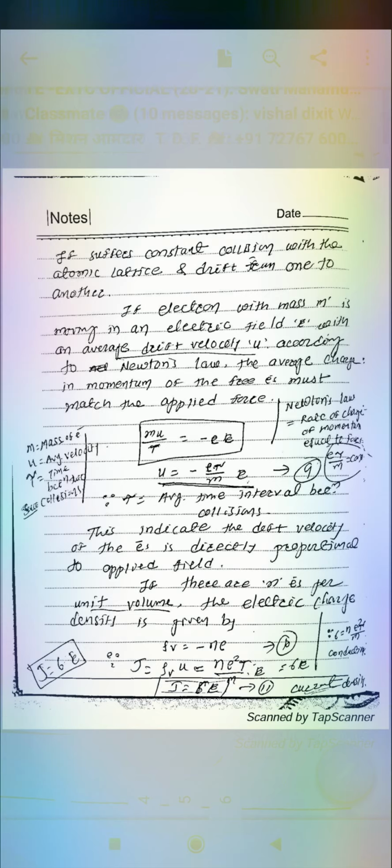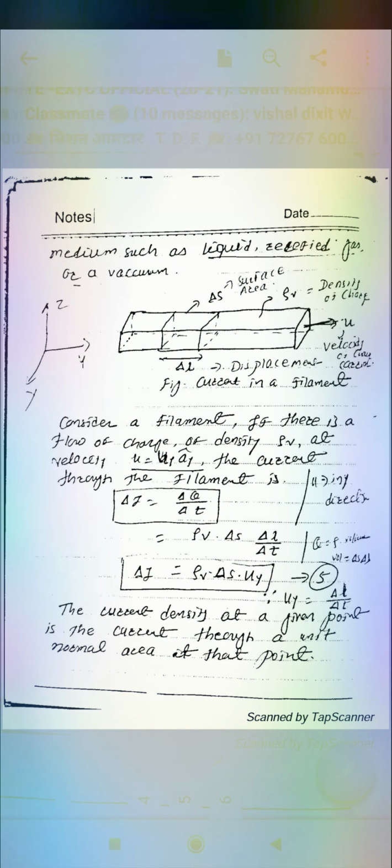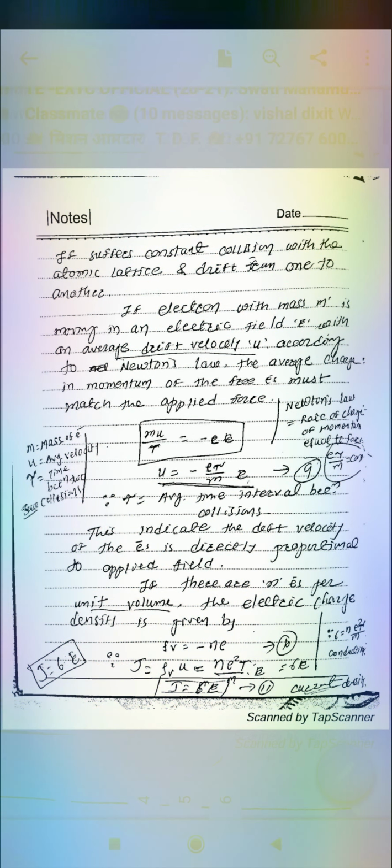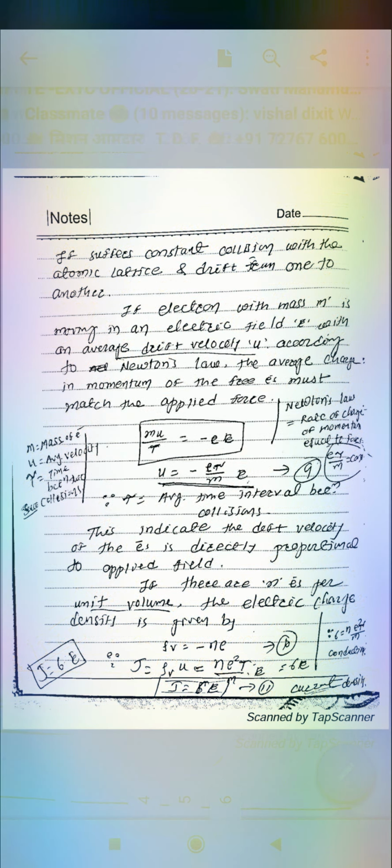In this way, we considered the convection current, if suppose it is in a dielectric material like liquid, gas or vacuum, and how the current and current densities are defined. And also for the conduction current, the different current and current densities, how they are defined. Okay, thank you so much.